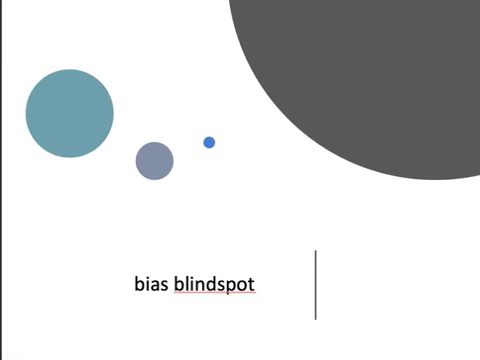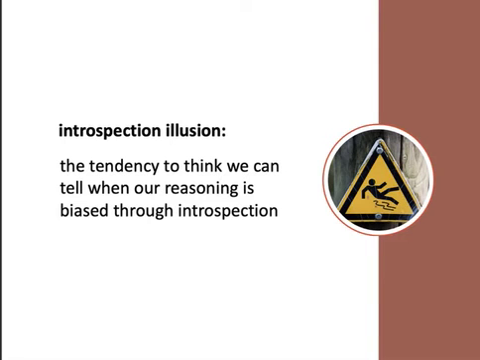So even when we learn about cognitive biases, we don't think, as we're reasoning, that we're in the grips of them. We generally think that bias should be transparent, that it would feel a certain way and we would notice it. But the processes that bias our evaluation of evidence are not introspectively accessible. And this is what's called the introspection illusion, which is the tendency to think that we can tell when our reasoning is biased through introspection.